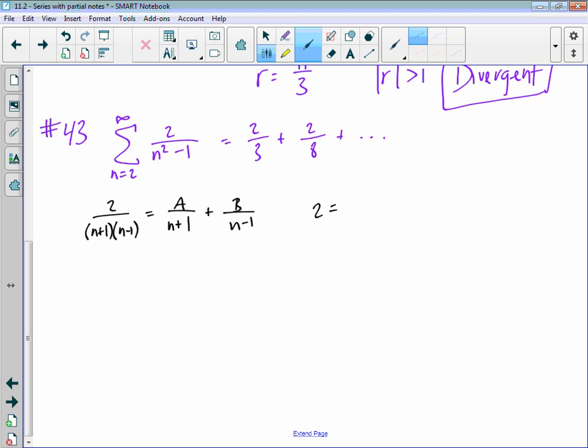So then we get 2 equals a times n minus 1, and then b times n plus 1. So if my n equals 1, then I'm left with 2 equals 2b. So b equals 1. And you might have your a and b in the opposite spots, but same thing. So I get negative 2a, right? So a is negative 1.